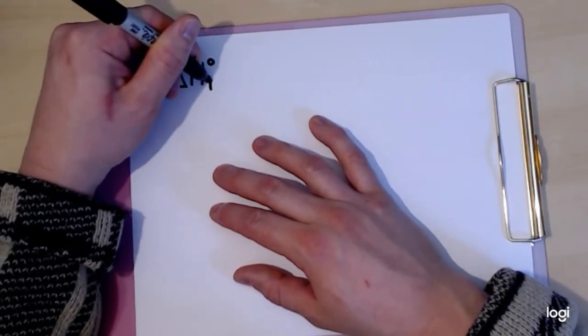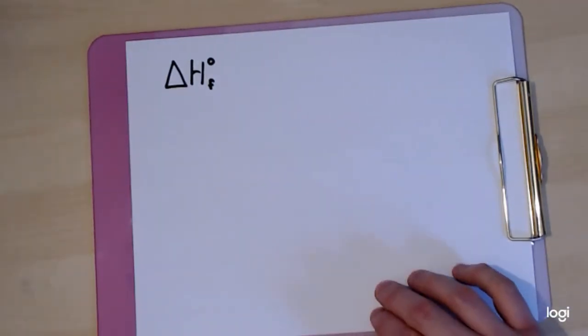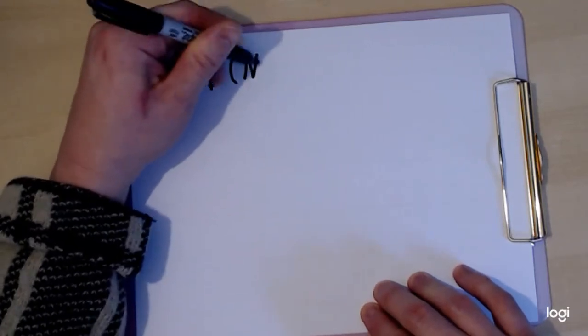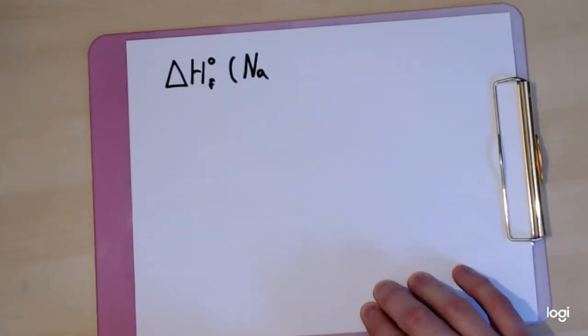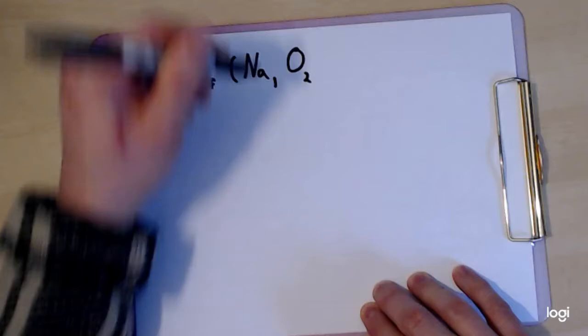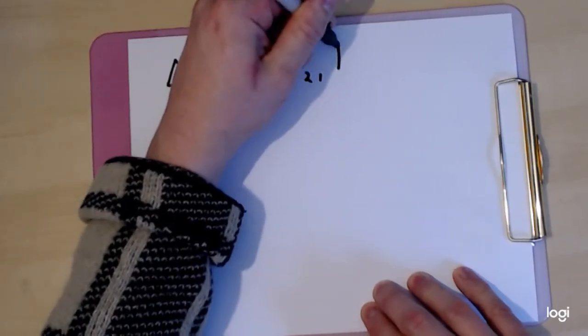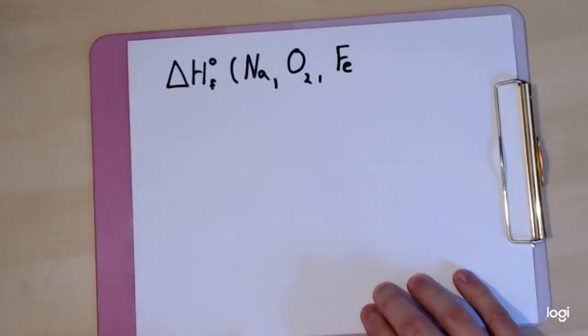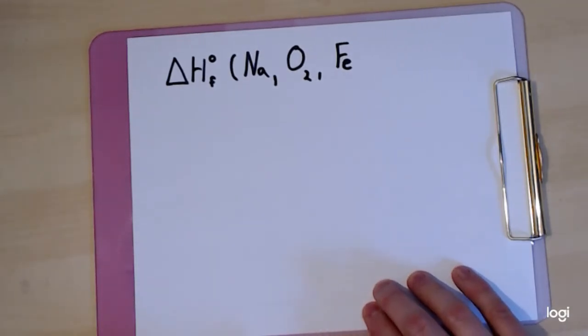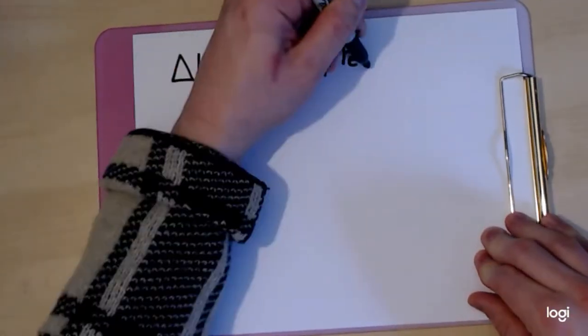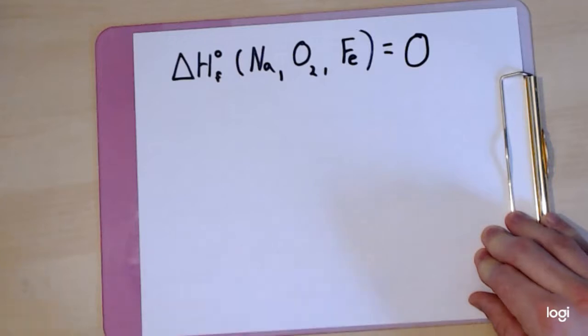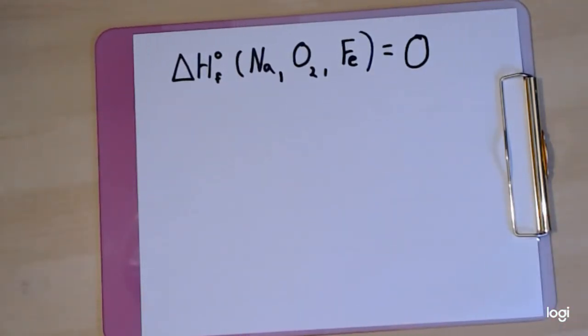So the enthalpy of formation of elements is always defined in terms of the most stable form of that element. So for sodium, it's elemental sodium. For oxygen, it's diatomic oxygen. And for iron, it's elemental metallic iron. And of course, the enthalpy of formation for elements is always 0, because the change in enthalpy to go from an element to that same element is 0.